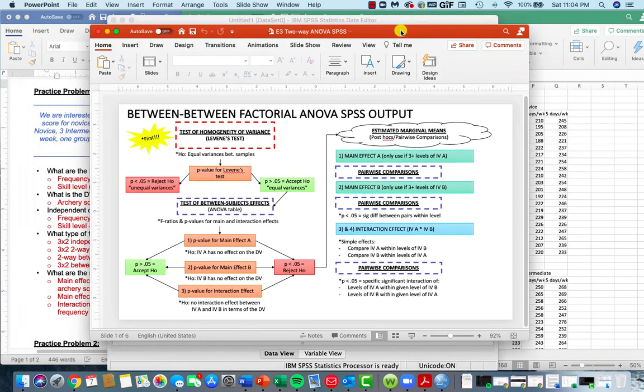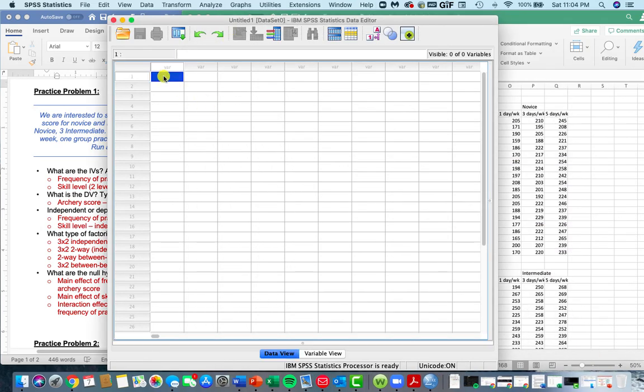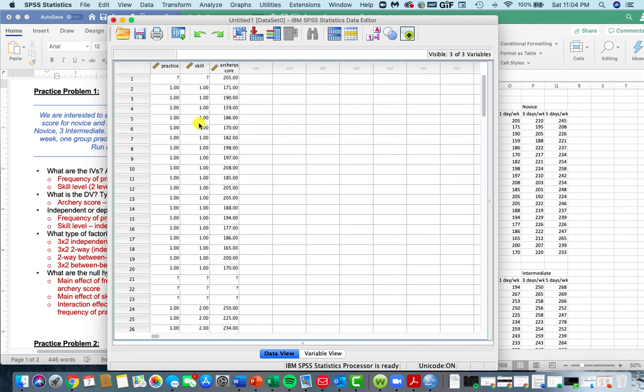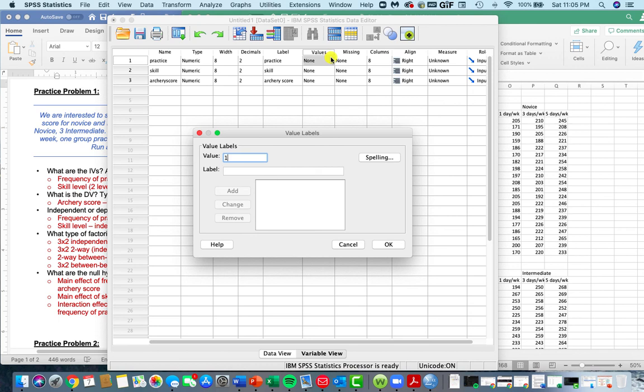So there's a lot going on this screen right now, but hopefully this will make sense. We have our data copied. I'm just going to paste with my variable names. And then as always, we have to go to our variable view. We need to identify values. So for practice, 1 was 1 day per week, 2 was 3 days per week, and 3 was 5 days per week.